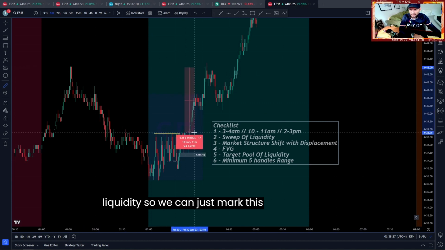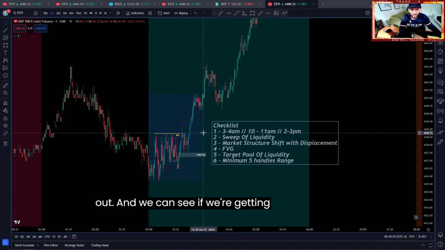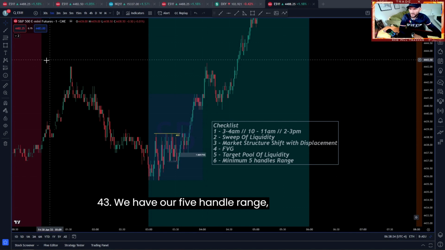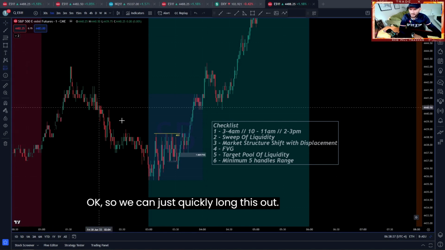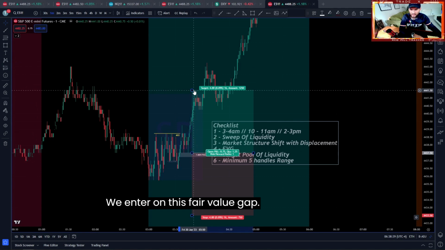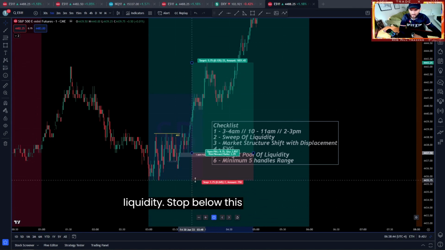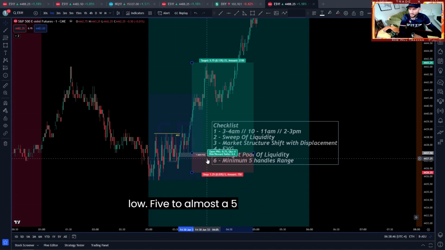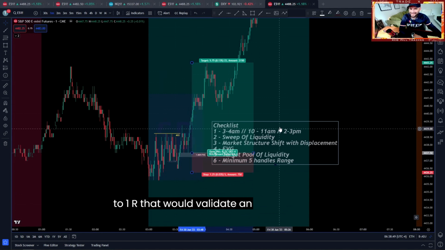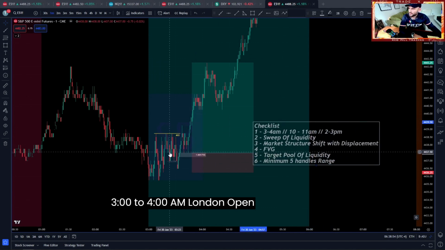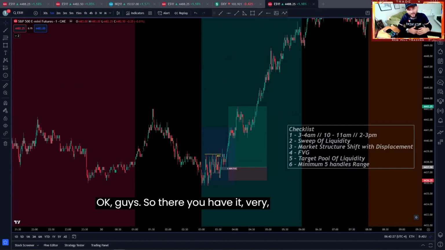So we can just mark this out. And we can see if we're getting in at 38 and we're going to get out at 43, we have our 5-handle range. Okay, so we can just quickly long this out. We enter on this fair value gap. Minimum 5 handles, take this pool of liquidity, stop below this low, almost a 5 to 1 R. That would validate an ICT Silver Bullet in the 3 to 4 AM London Open kill zone. All right. Okay, guys, so there you have it. Very, very simple ICT Silver Bullet checklist with an example.